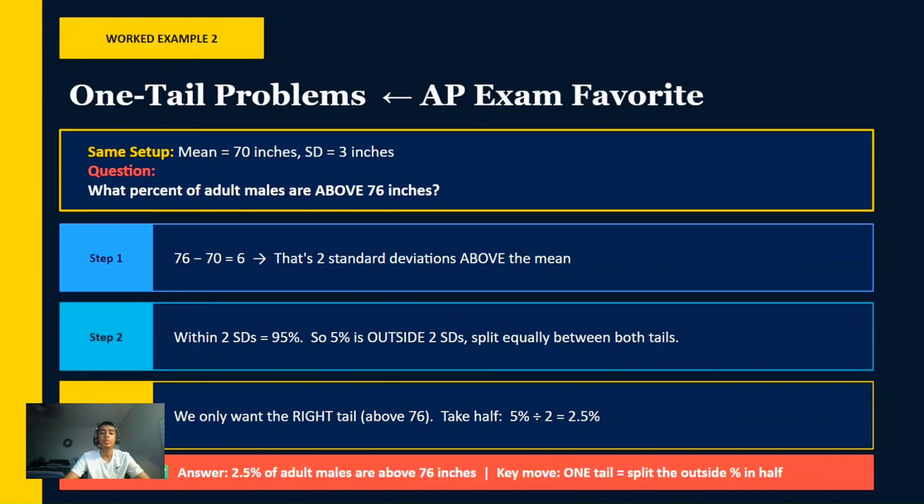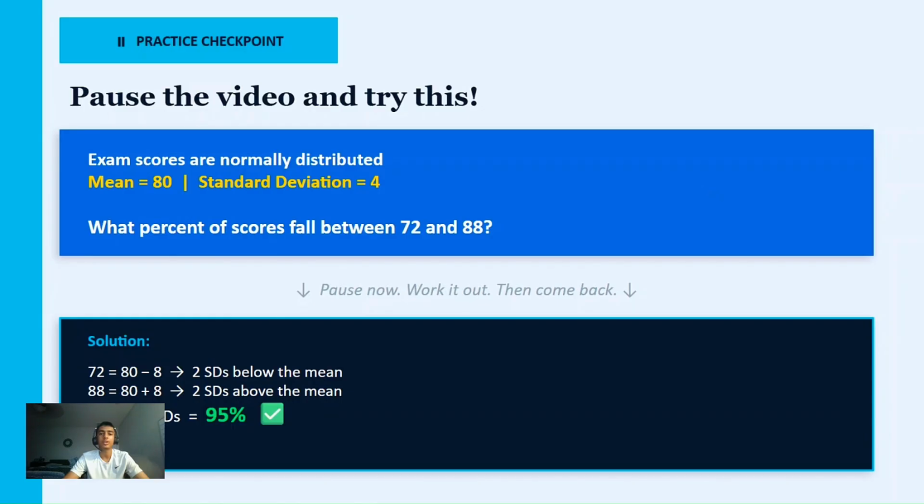Now, please listen to this. When they ask for just one tail, split that outside percentage in half. This comes up constantly on the AP exam. Okay, your turn. Pause the video and try solving this question.